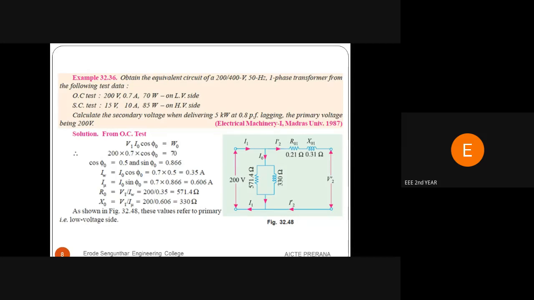So X naught equal to V1 by I mu. That is the voltage across the reactance, and the current through the reactance. Okay, that is V1 by I mu, equal to 200 divided by 0.606. You can get the X naught value, 330 ohm. So this is from the open circuit test.